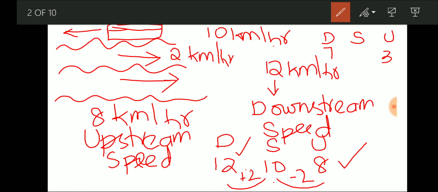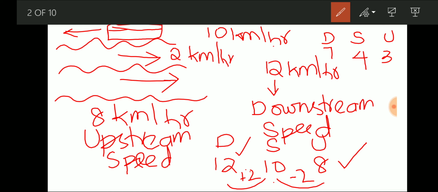So 7 is downstream, upstream is 3, and we know still water is always going to be the average of both of these, or the middle value of these. The middle value of 7 and 3 is going to be 5. I'm sorry, I said 4 earlier; the still water speed is going to be 5. It's because 5 minus 2 is 3, which is upstream, and plus 2 is 7, which is downstream. The 2 kilometers per hour is the stream's speed. A very simple technique. This is how we're going to solve these questions.